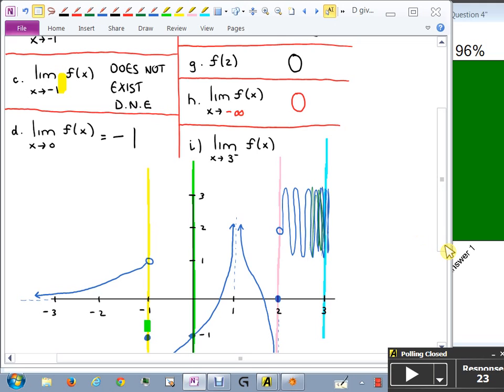So what happens if you can't figure out what the limit is, or if it has a jump like that? What did we use for that? Does not exist. All right? So that's what we'll put here. Does not exist.